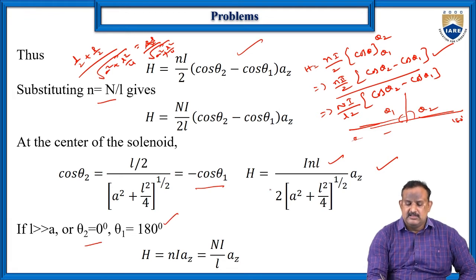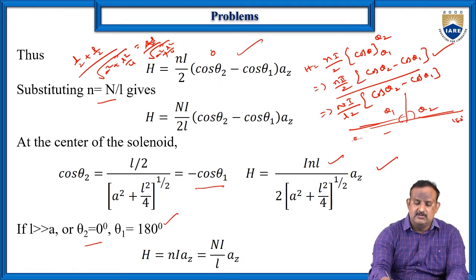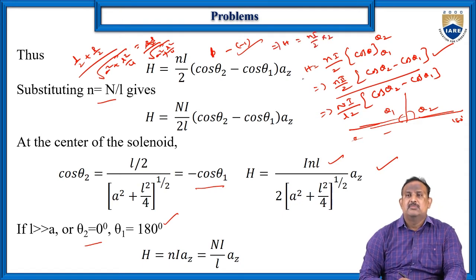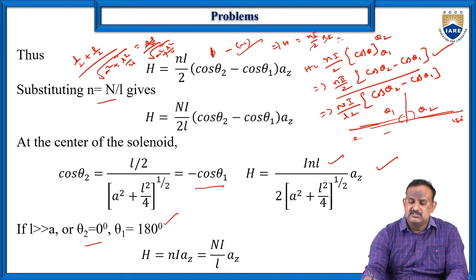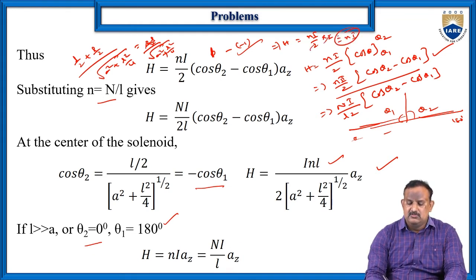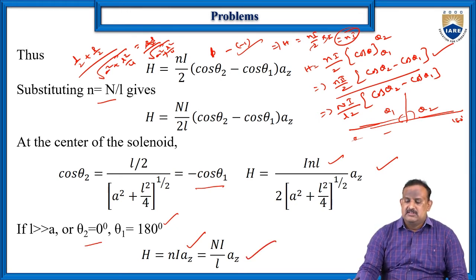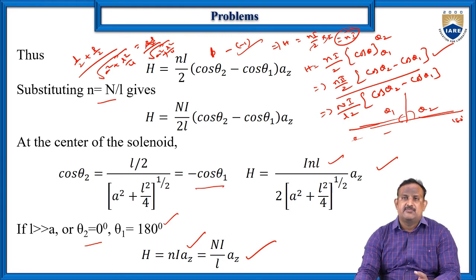If you substitute in the same expression, H equals NI by 2 into cos theta 2 minus cos theta 1. Cos 0 is 1, minus cos 180 is minus 1. Therefore H equals NI by 2 into (1 minus of minus 1), which is 2, so it is 2 into 2 by 2. H is equal to NI Az. Or if you substitute n equal to N by L, we have NI by L Az. This way we can find the derivation of the magnetic intensity of a solenoid.